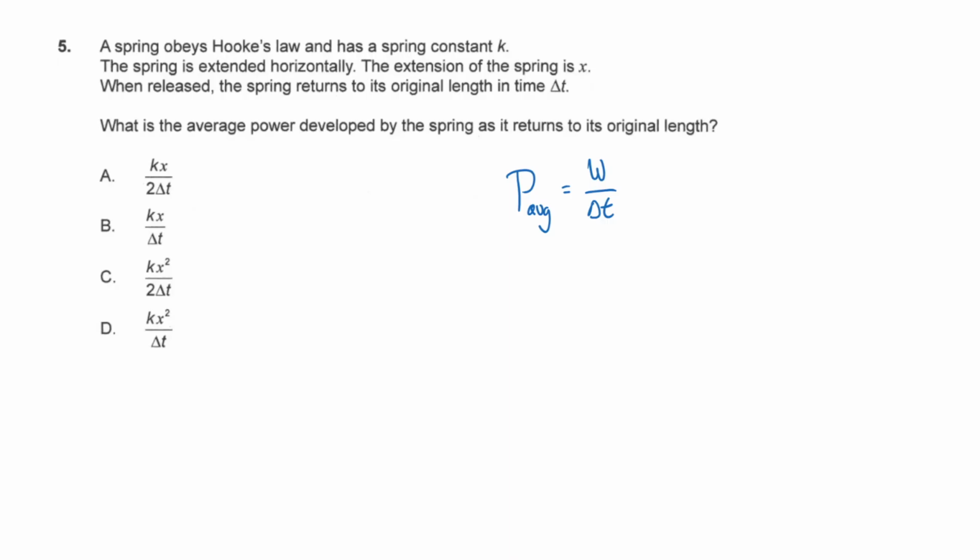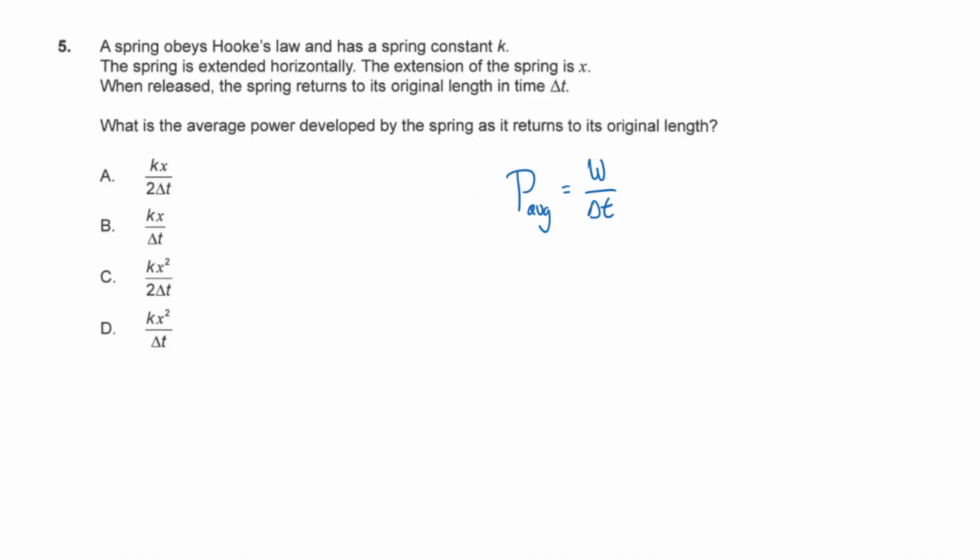And work is energy transferred to or from an object by a force. So power is a measure of how quickly energy is transferred or transformed. So what is the energy that is being transferred in this problem as the spring returns to its original length? Well, at an extension of x, before the spring is released, all of the energy is elastic potential energy. Once released, 100% of that elastic potential energy is converted into other forms of mechanical energy, into kinetic energy.